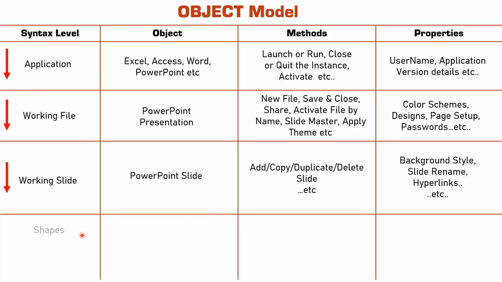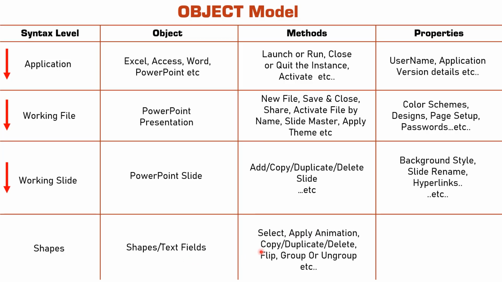Next, one step down from the slide will be its shapes and text fields, and when we refer to its object, it just refers to the collection of all the shapes within the slide within the active presentation file. So actions like selecting the shapes, applying the animation, copy, duplicate, deleting the shapes, flipping them, grouping and ungrouping the shapes will all be the methods, and actions like formatting the shapes, changing the fill color, adding a value to the text fields, applying shadows or reflection effects, all will be its properties.